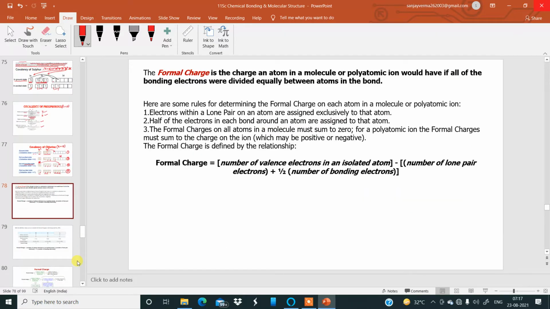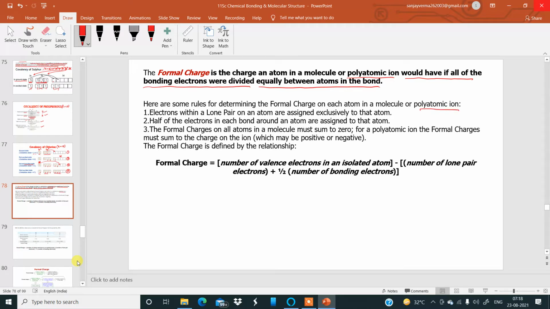Now moving to the next subtopic in this chapter, which is called formal charge. The formal charge is the charge an atom in a molecule or polyatomic ion would have if all the bonding electrons were divided equally between atoms in the bond. So here I will go very slowly and try to explain to you the rules for determining the formal charge on each atom in a molecule or polyatomic ion.